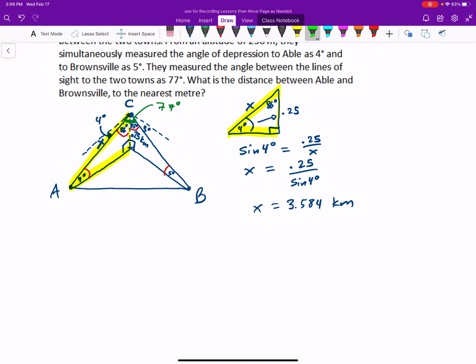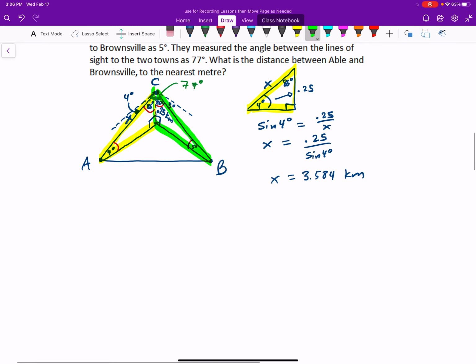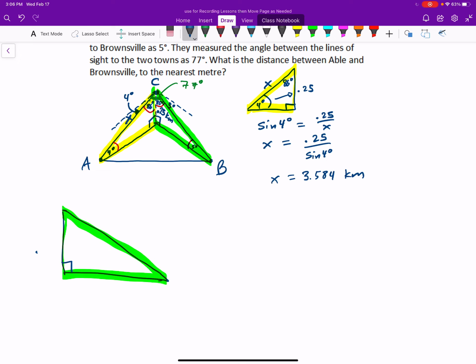Let's outline the other right triangle in green. So this is another right triangle. We're going to outline that one in green. Maybe I'll do that one down here. So it was like this. And let's just match it up color-wise. So we had a right angle here. We had this side is 2.25 kilometers. We knew that this was 5 degrees down here. And we want to find, let's call this side here y.